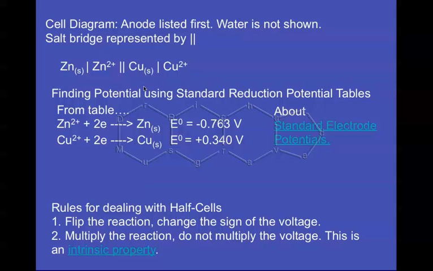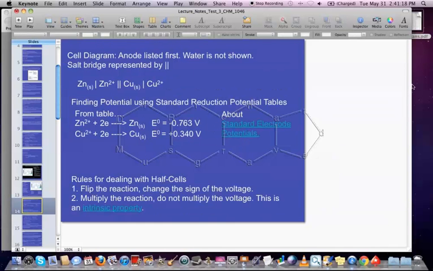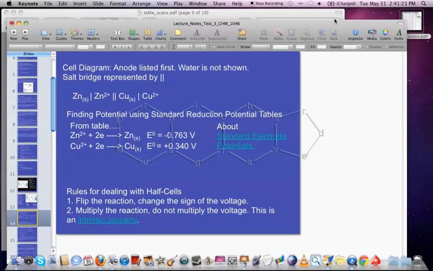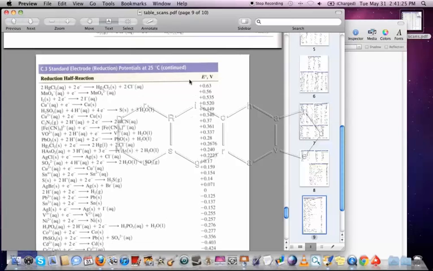So if we wanted to find the voltage or the potential, because we know that we've got electrons going through that wire and there's going to be a voltage associated with that, what we do is we use a standard reduction potential table. And if we take a look at the table, here's what we notice. It's called a standard electrode reduction potential table because everything on here is a reduction.